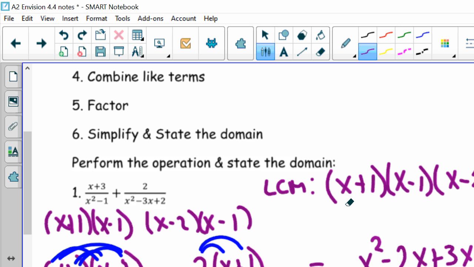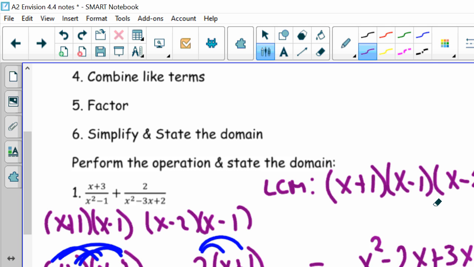I can now factor that. So that factors my denominator, x plus 1, x minus 1, x minus 2. What can I multiply together to get negative 4, but add to get a positive 3? That's going to be a positive 4 and a negative 1.